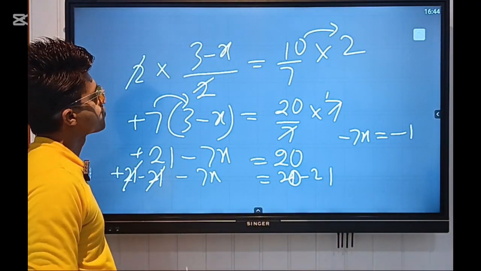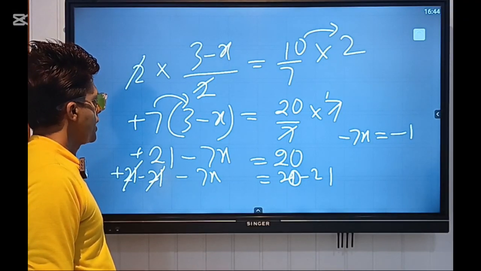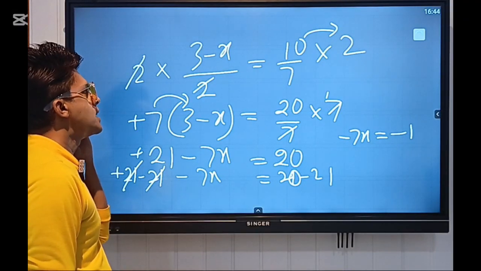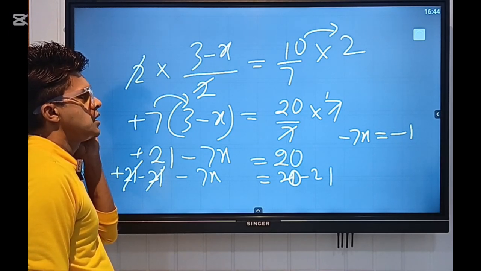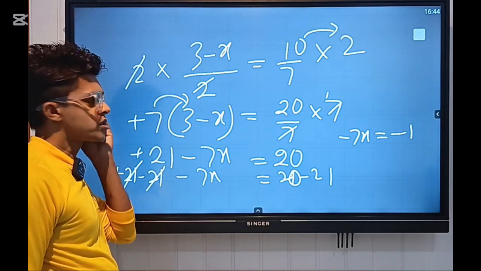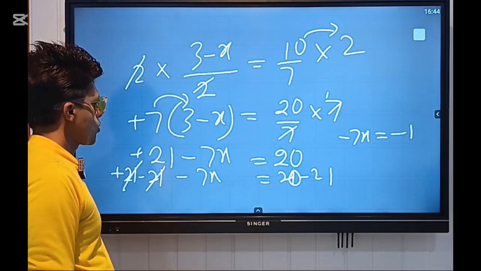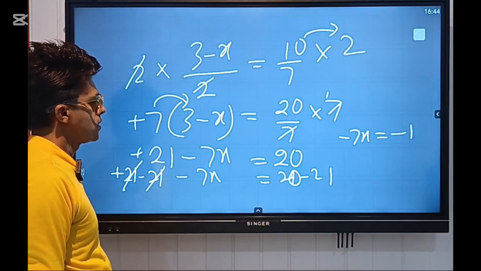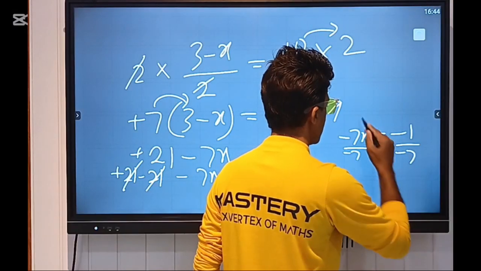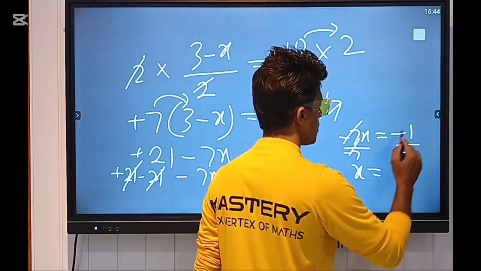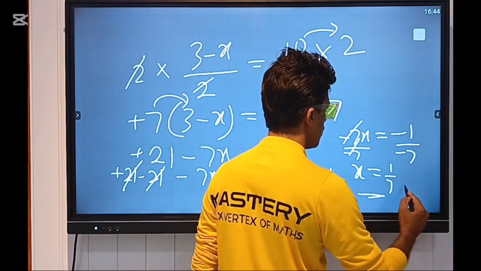Right? Then multiply it by 2, then you could simplify. Then 20 over 7. Again, you need to multiply both sides by 7, and that's okay, 7x. So both sides divided by minus 7. Now simplify minus 7 and minus 7. Minus over minus is plus. The answer is 1 over 7.